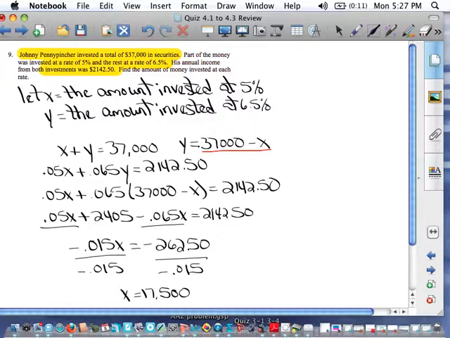$17,500. Go back to one of the original equations, probably the x plus y equals 37,000. You have 17,500 plus y equals $37,000, so y is equal to $19,500. So he invested $17,500 at 5%, $19,500 at 6.5% interest.